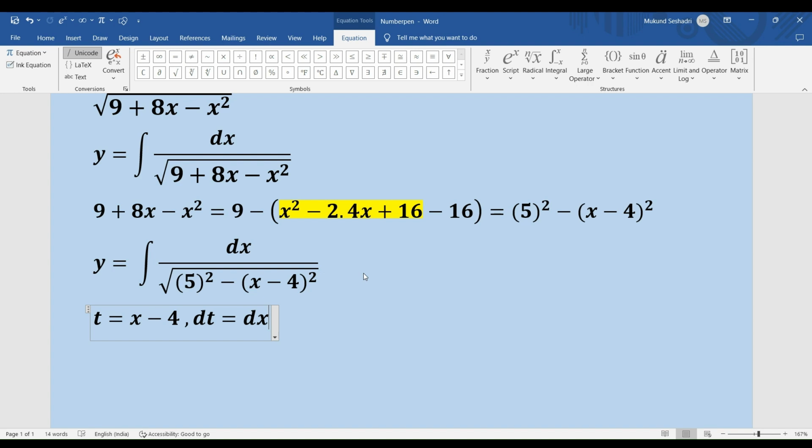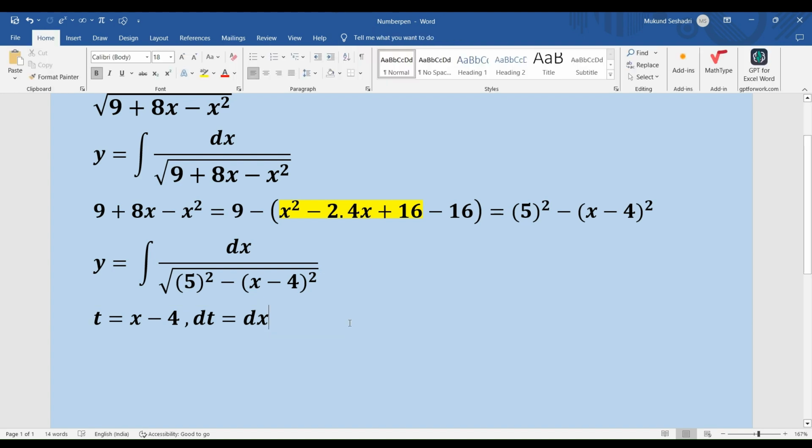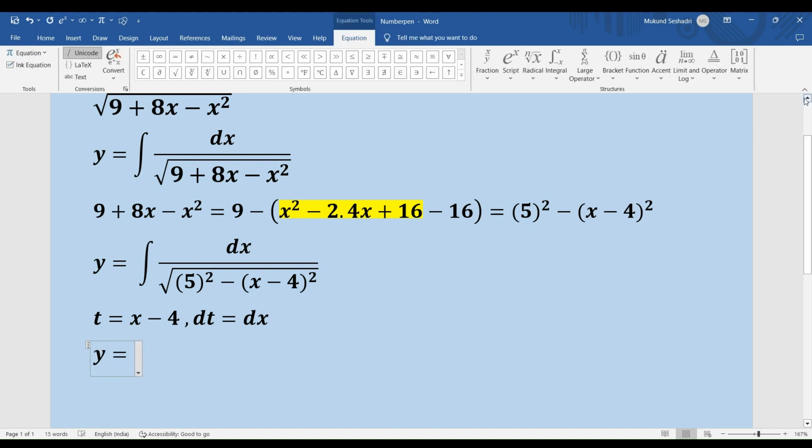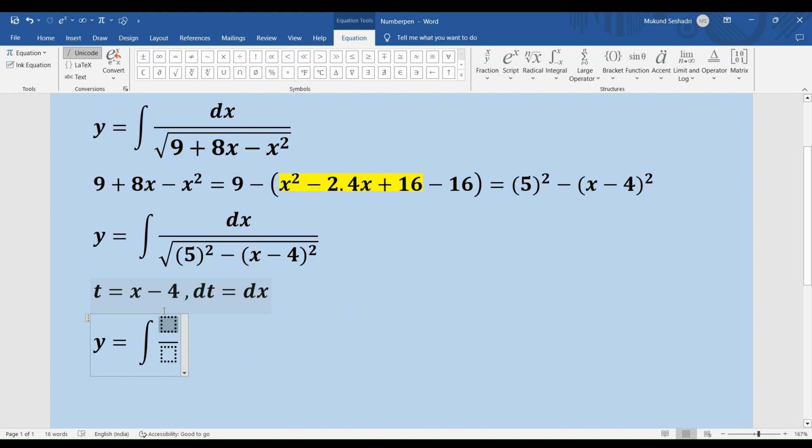Right? So I have t equals x minus 4, which means my dt equals dx. And then I go back to my y, try and express everything in terms of t now. So my dx becomes a dt and my expression inside the square root becomes a 5 square minus t square. Why?